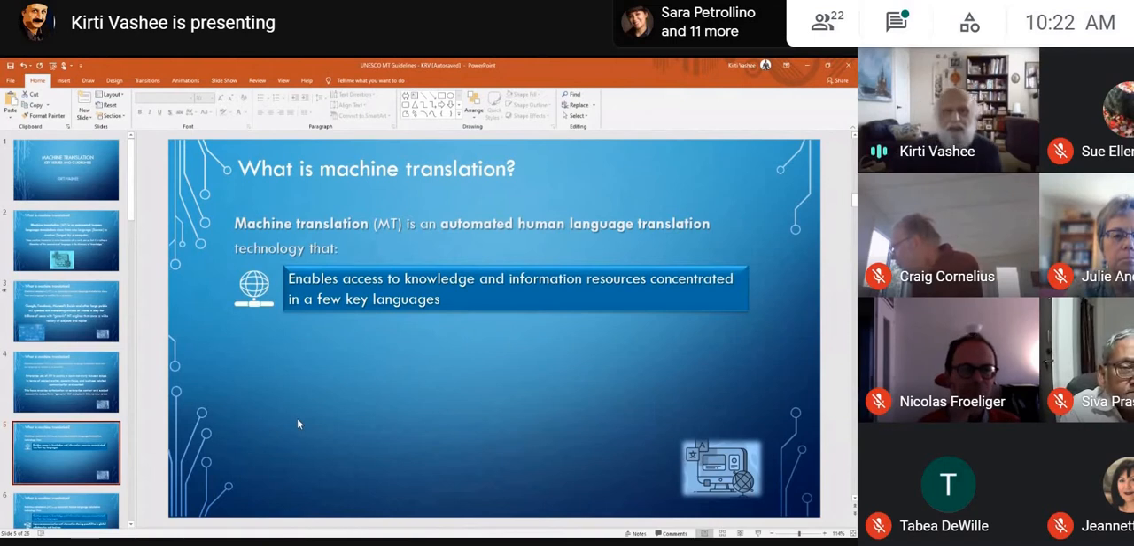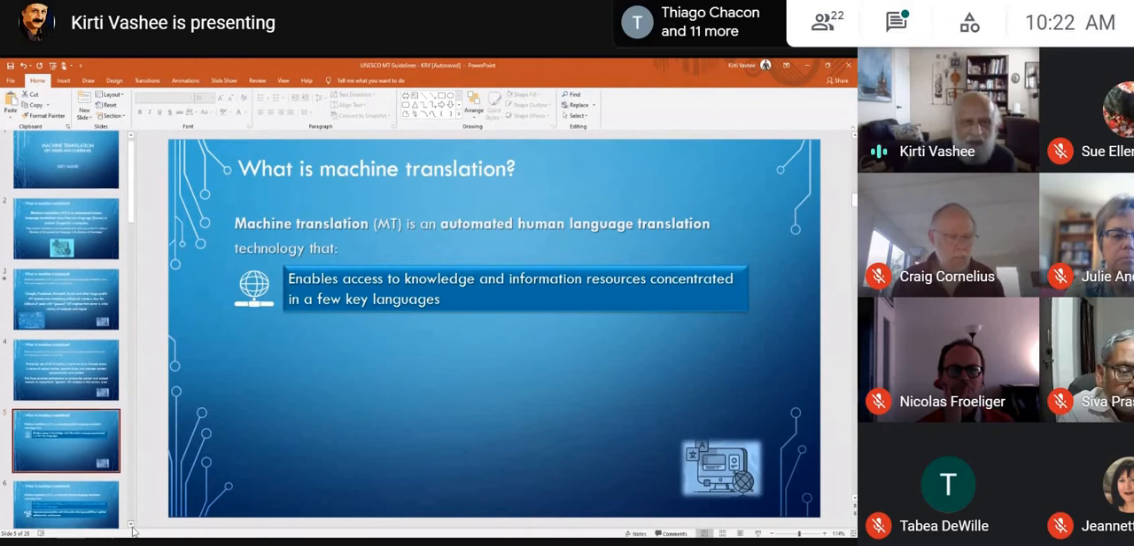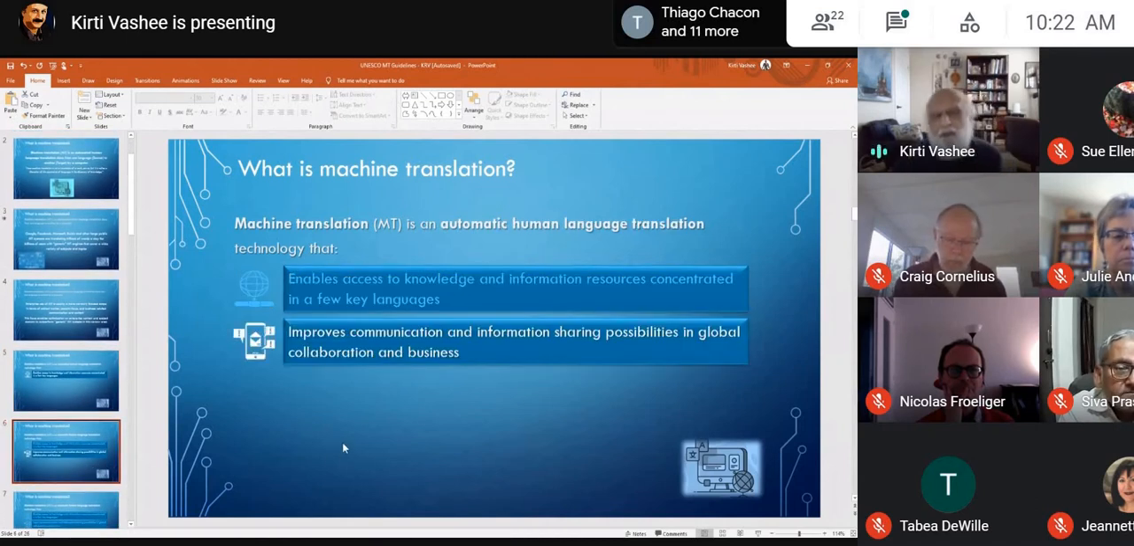So again, if we look at what machine translation is, it's a way to access knowledge and information resources that are concentrated in just a few languages. And it allows you to share them in many more languages. It improves communication and information sharing possibilities in any kind of global collaboration or business setting.